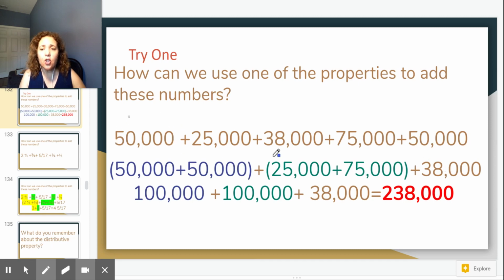As you can see, my 50,000 and 50,000 is going to give me 100,000. My 25,000 and 75,000 is also going to give me 100,000. Plus my 38,000, I can simply add 100,000 plus 100,000 in my mind. I know that's 200,000, plus 38,000 gives me 238,000. Much easier to do mentally, right, than having to line them all up and solve.